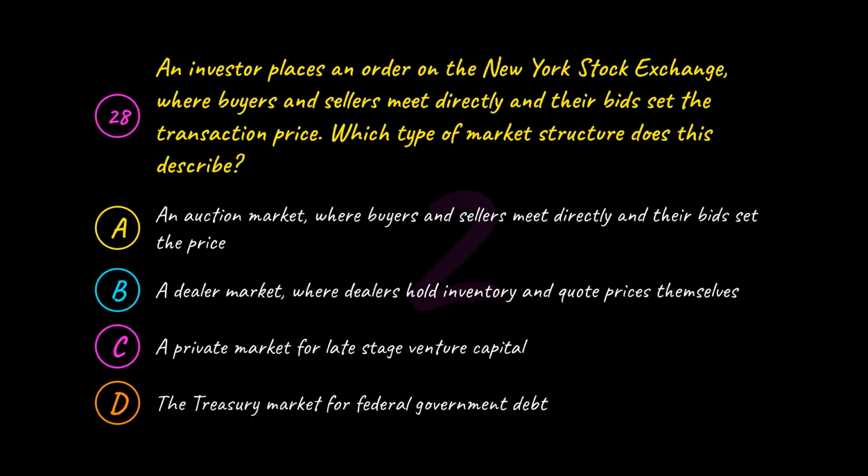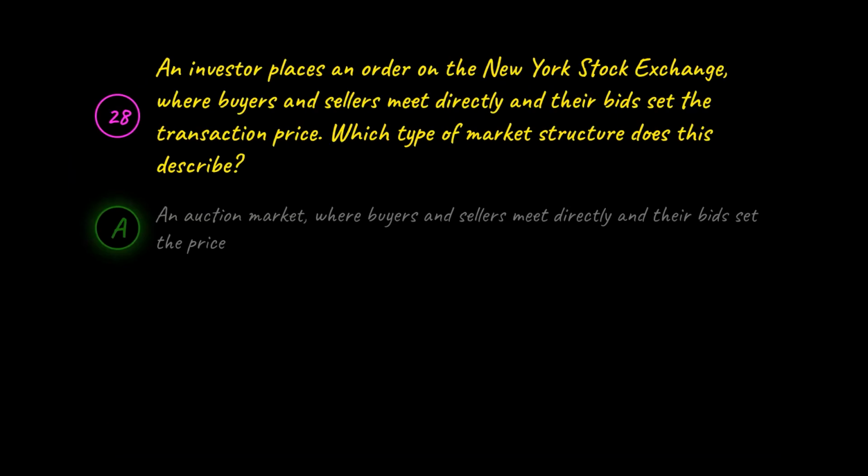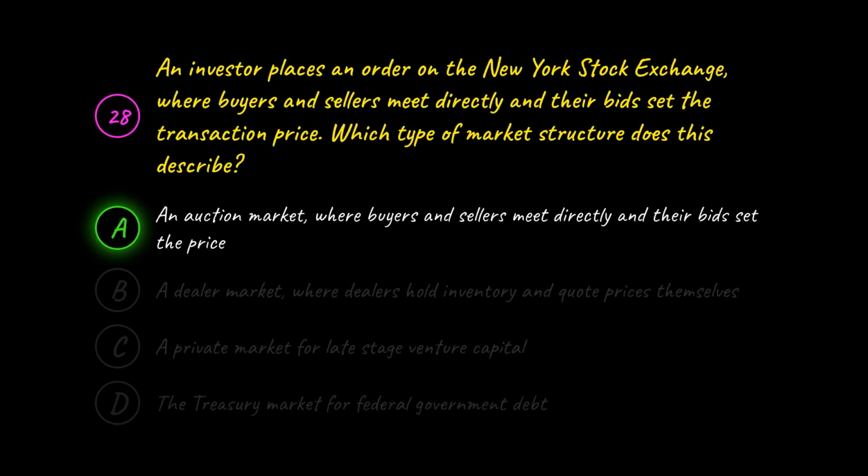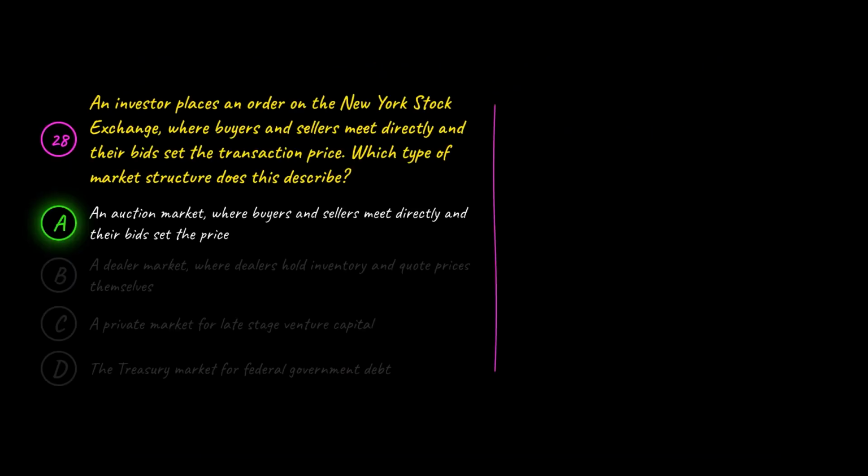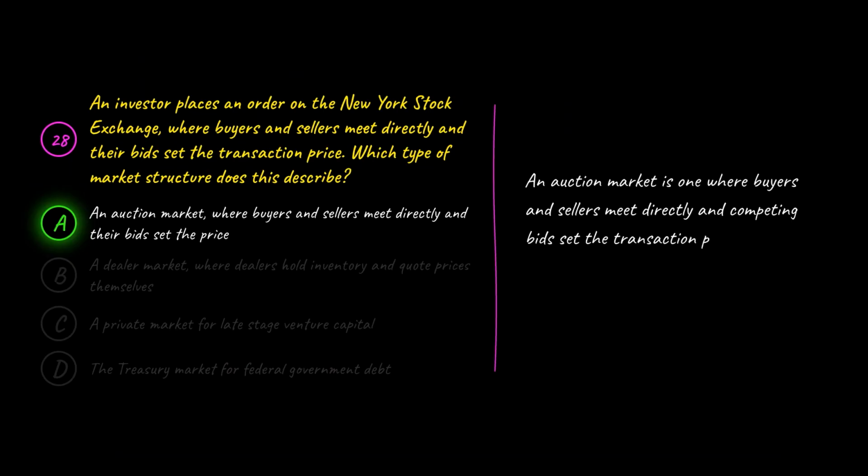The correct answer is A. An auction market, where buyers and sellers meet directly and their bids set the price. A is correct because an auction market is one where buyers and sellers meet directly and competing bids set the transaction price. The NYSE is the classic example of an auction market.